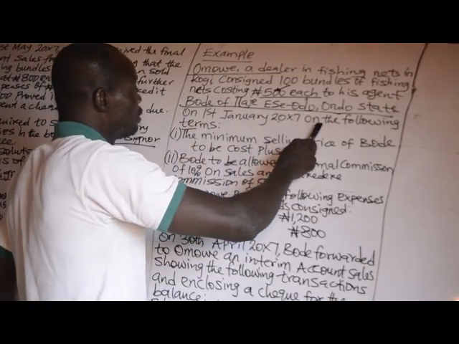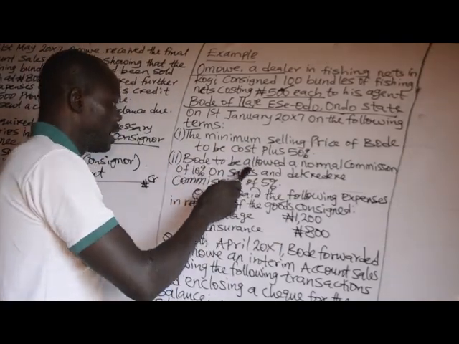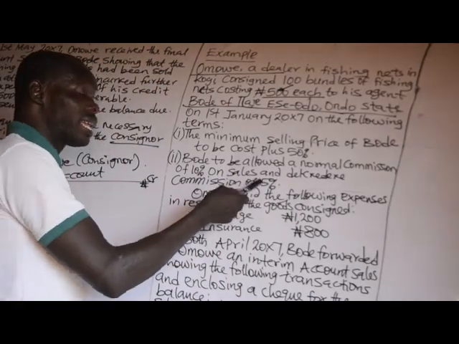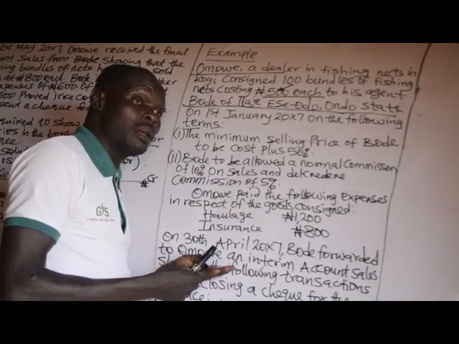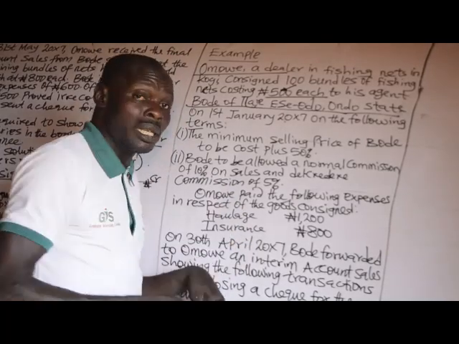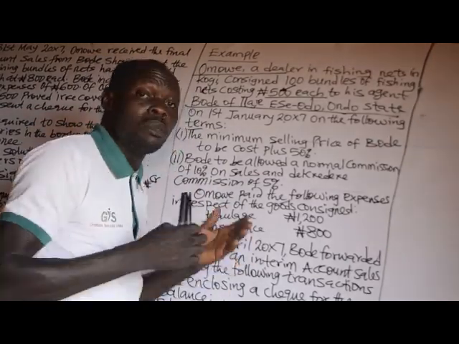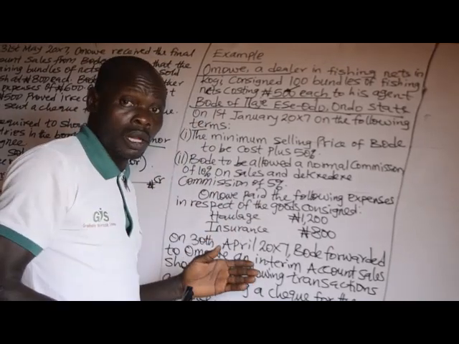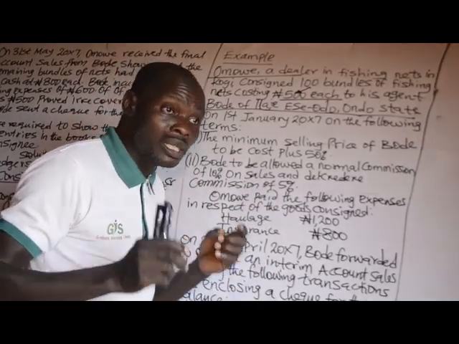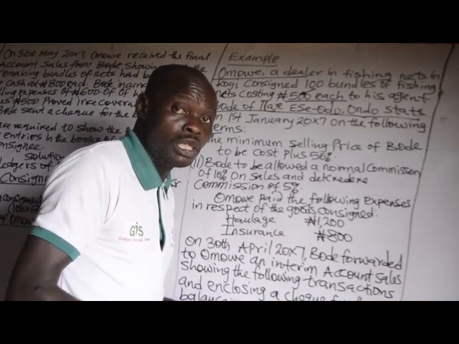On 1st of January 2007, on the following terms: the minimum selling price of Bode to be cost plus 50%, Bode to be allowed a normal commission of 10% on sales and del credere commission of 5%. I've told you that the del credere commission will be calculated on the credit sales. Unless the examiner did not distinguish between credit and cash sales, it is then that you calculate your del credere commission on total sales. Where you are given credit sales, del credere commission should be calculated on the credit sales. You don't calculate it on cash sales. But if you are not given credit sales or cash sales, you assume that all the sales are on credit. In that case, you can calculate your del credere commission on total sales.